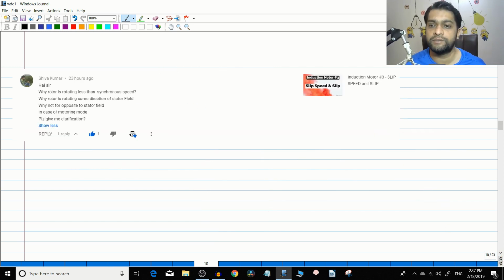The next doubt is asked by Mr. Shivakumar. He is asking, why is the rotor rotating at less than synchronous speed? Why is the rotor rotating in the same direction as the stator field? Why not opposite to the stator field in case of motoring mode? Please give me the clarification.